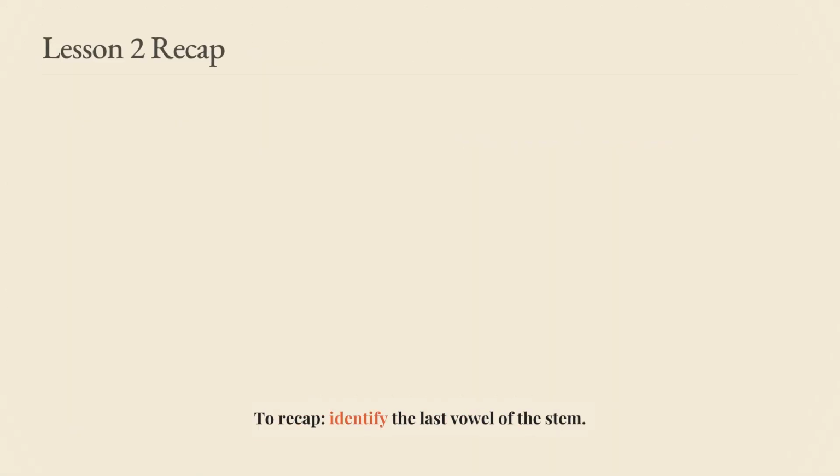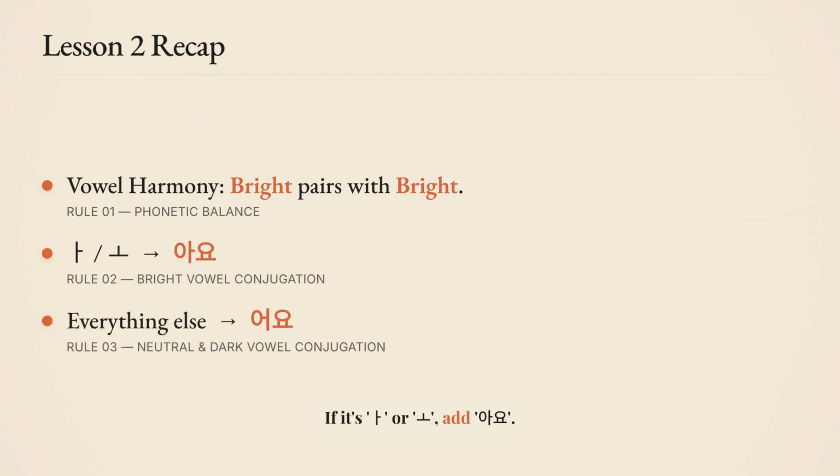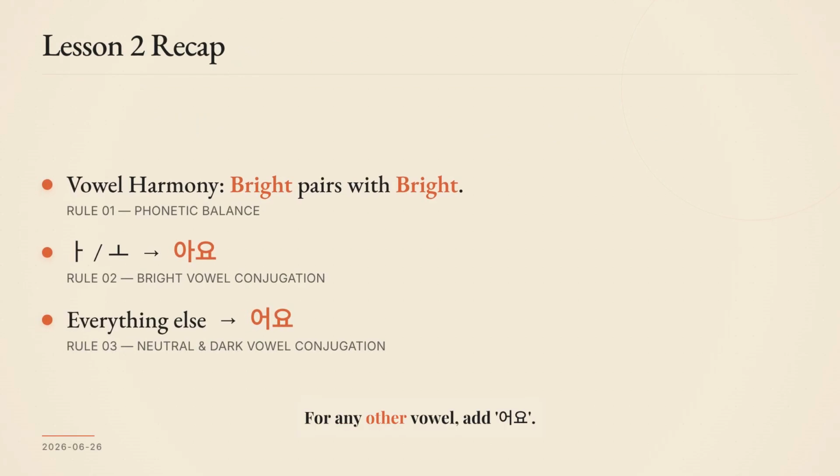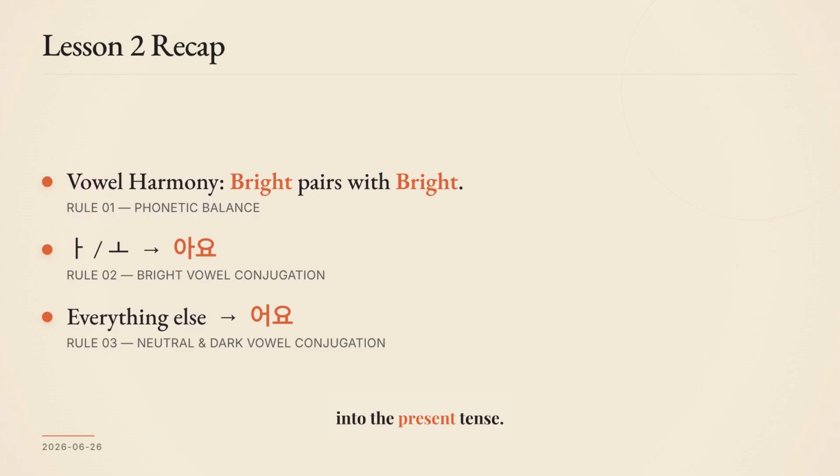To recap, identify the last vowel of the stem. If it's a or o, add ayo. For any other vowel, add eoyo. Master this rule and you can conjugate almost any regular Korean verb into the present tense.